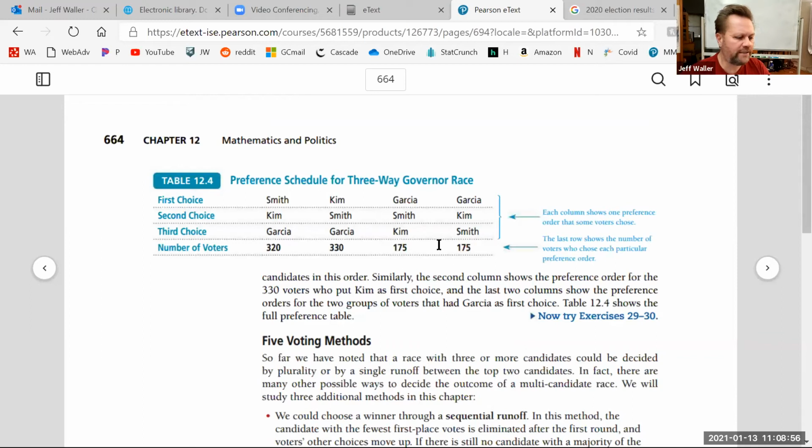All right, let's look at Smith and Kim first. You ready? Stay with me now, everybody. We sort of wandered a little bit away from what you think about as math, but too bad. So Smith and Kim.